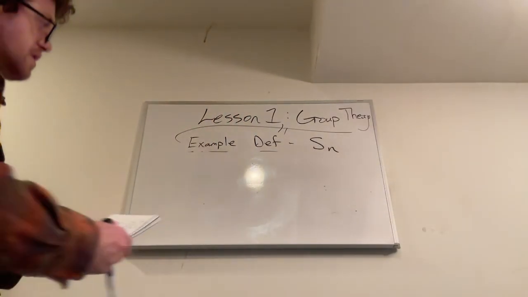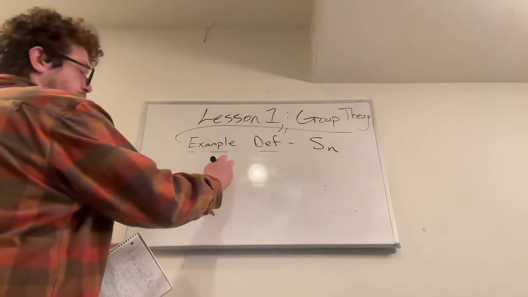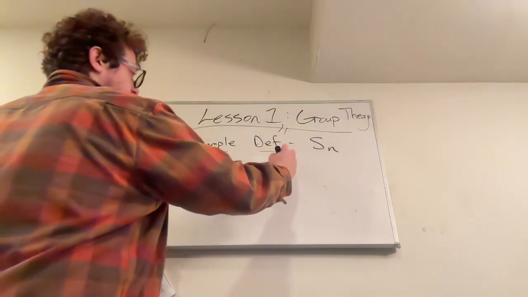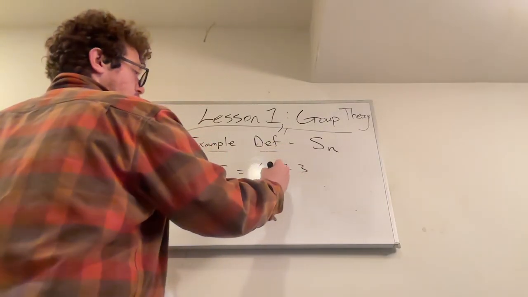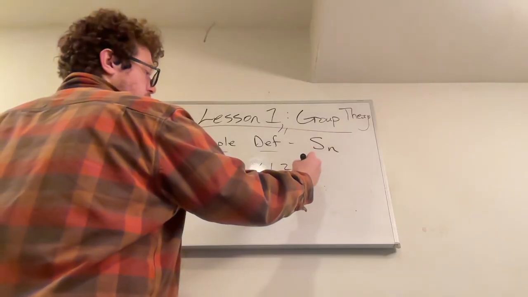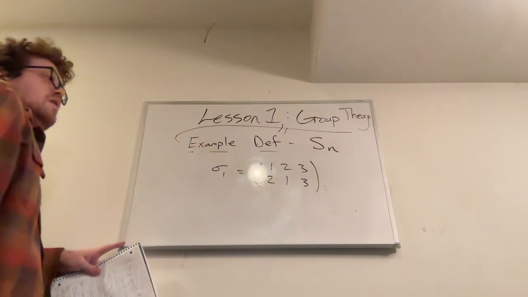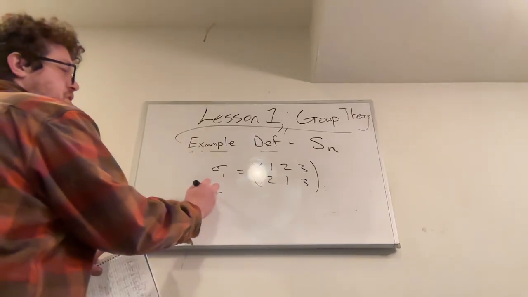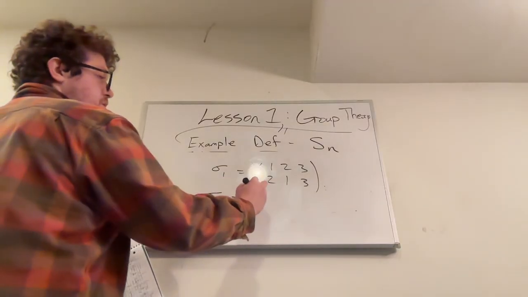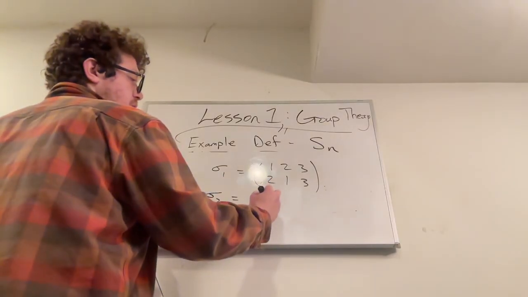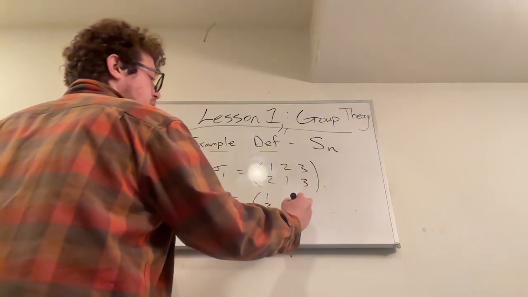So for instance, let's say I have sigma 1 here, the first bijection. Let's say 1 goes to 2, 2 goes to 1, and 3 goes to itself. And let's say we have another bijection, which is sigma 2. Let's say now 1 goes to 3, 3 goes to 1, and 2 goes to itself.